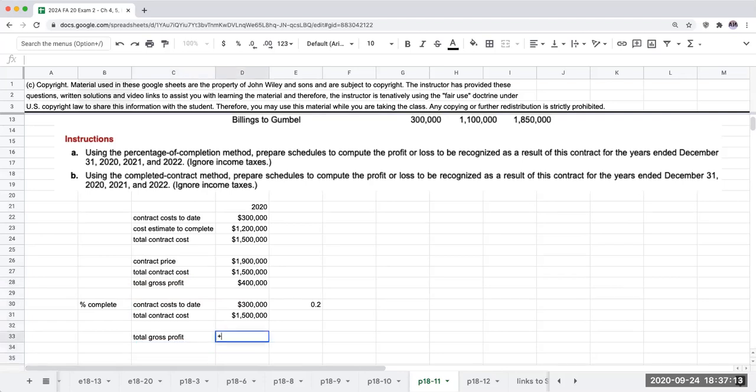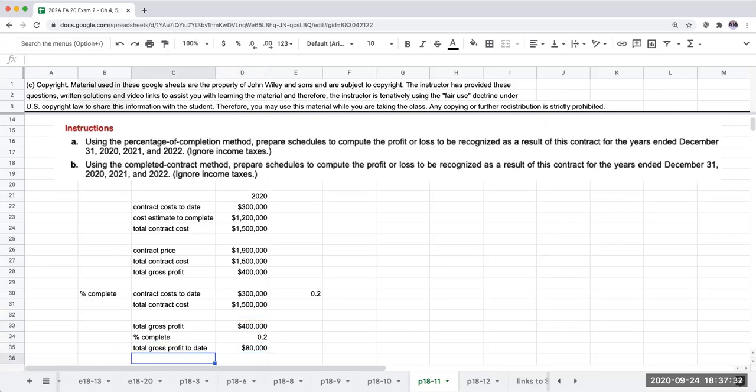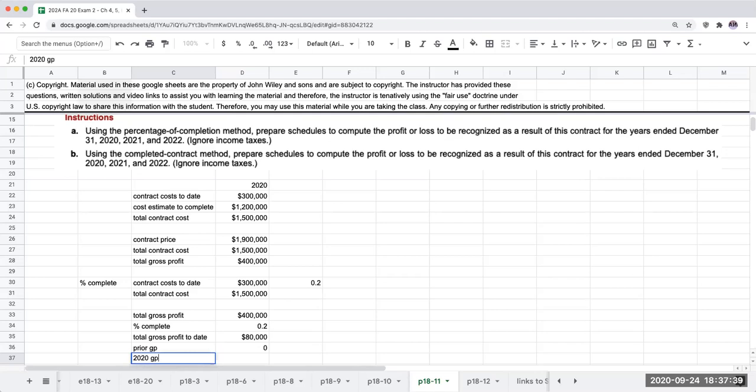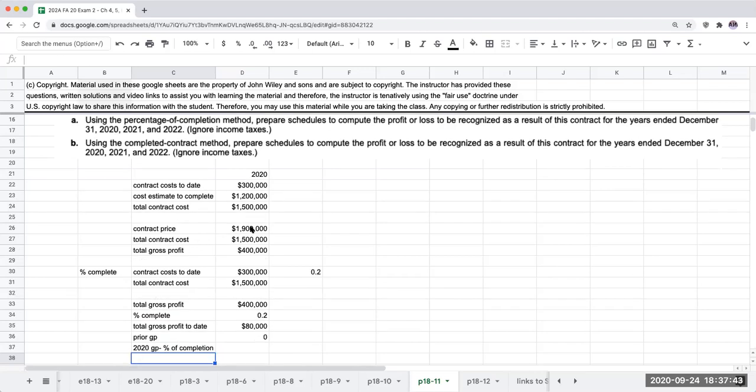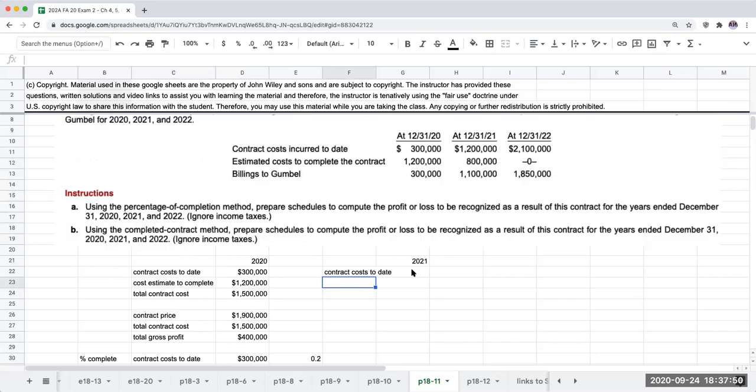So the amount of profit that I'm going to be recognizing is basically going to be 20%. So here, I multiply this through, less prior gross profit. This is the first year, so this is going to be 0. So 2020 gross profit under percentage of completion. Okay, so in 2021, our contract costs to date are 1.2 million. And our estimated to complete is 800,000. Okay, so our total contract cost is going to be $2 million.